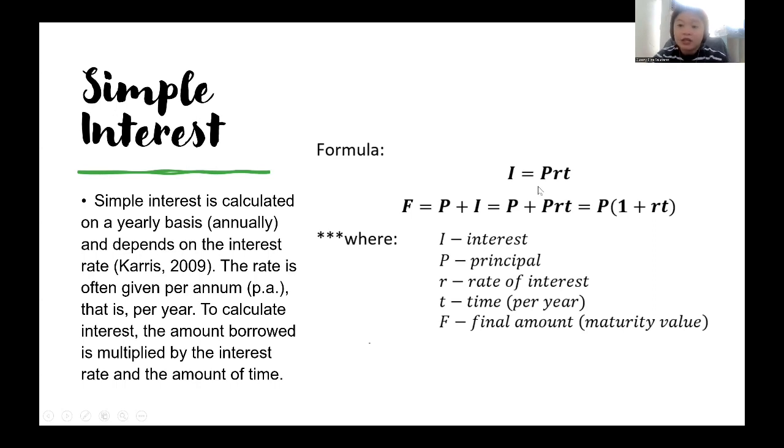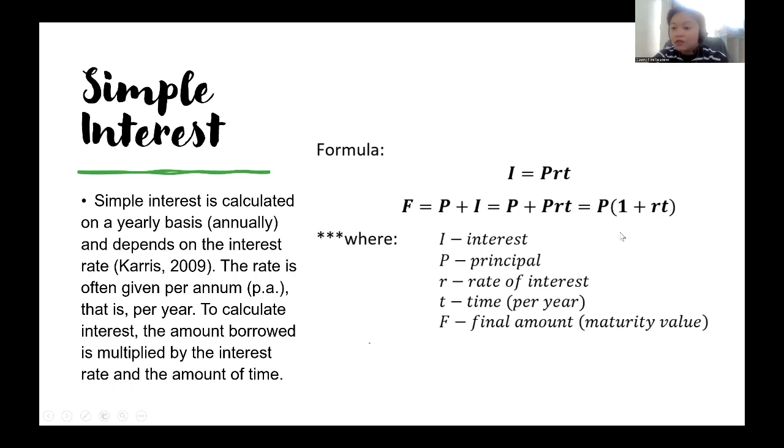If the time is given in months, you have to convert it to years. So you have I is equal to PRT. And then F refers to the final amount or the maturity value. That is the total amount to be paid, including the debt and the interest. So that's the principal plus the interest. If we combine the formulas, we can have P times (1 plus RT).